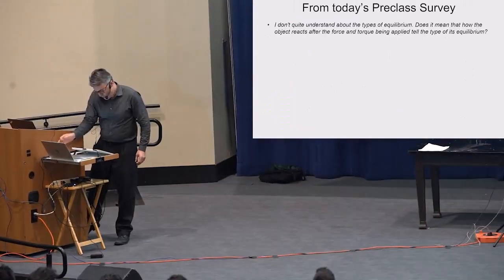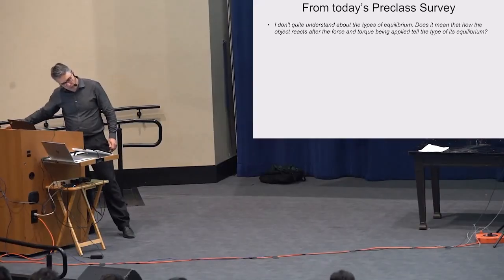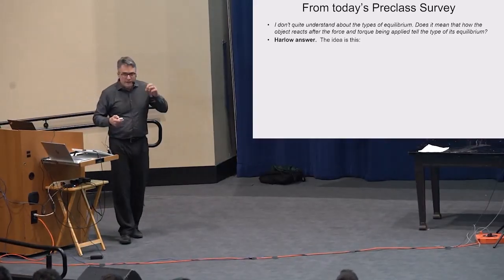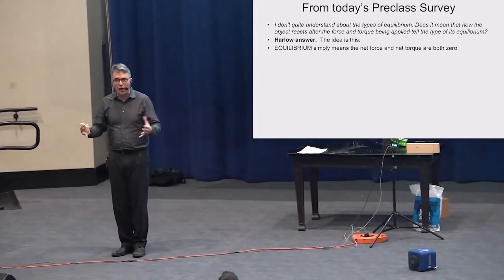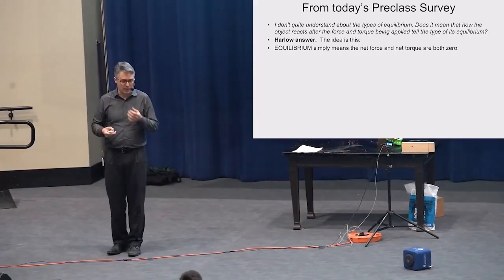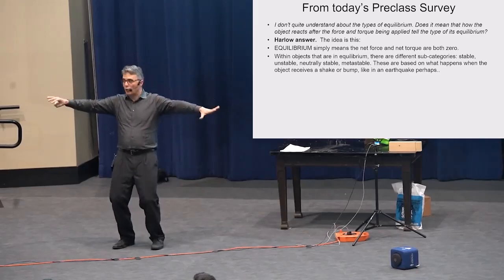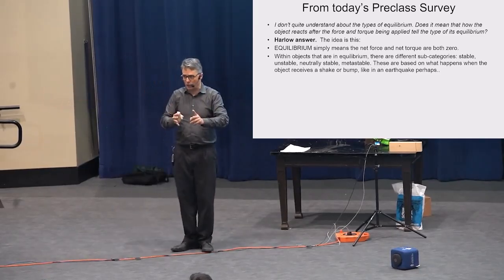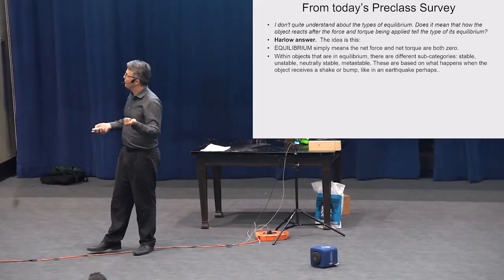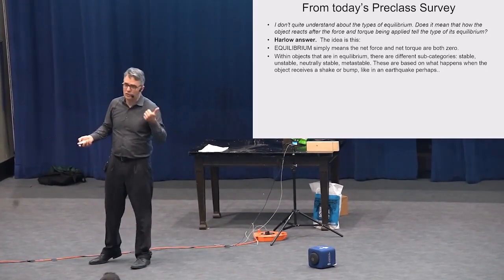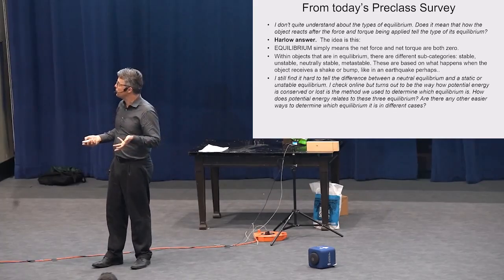All right. I don't quite understand the types of equilibrium. Does it mean that how objects react after the force and torque are applied tells its type of equilibrium? So the idea is this. Equilibrium simply means that the net force and the net torque on an object are zero, so it's not going to accelerate. But within the category of all things in equilibrium, there are subcategories based on stability. If you give it a little bump, what's going to happen? So you can have stable, unstable, neutrally stable. There's also something called metastable.